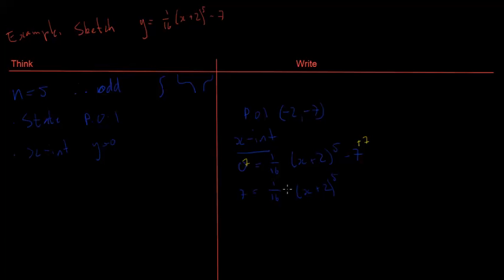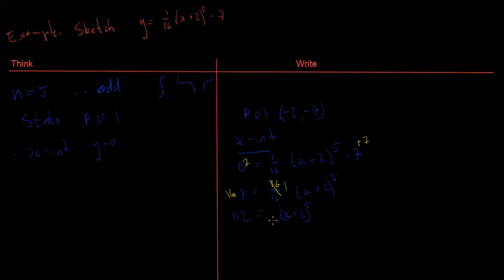I'm going to times both sides by 16, because timesing by 16 would mean that the 16 on the denominator would cancel out to be 1, and then we'd times by 16 here. That would leave us with 112, I think, yeah, 112 equals x plus 2, all to the power of 5.